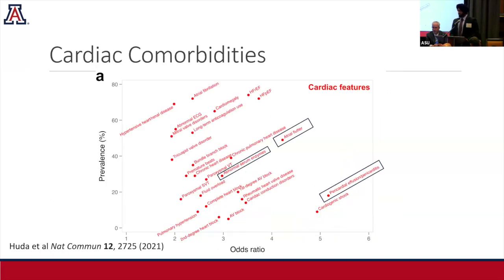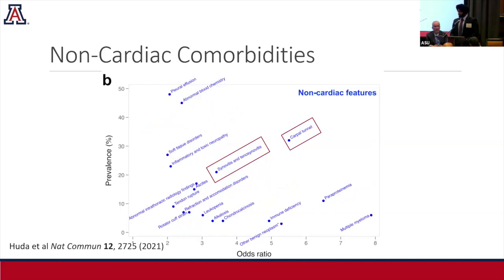What they found, and this is something that Dr. Dave and our group have been looking at as well, is to really quantify what predictive comorbidities are out there. For cardiac comorbidities, they found atrial flutter, pericardial effusion, pericarditis, conduction defects, and abnormal serum enzymes are some of the strongest predictors of cardiac amyloidosis. For non-cardiac comorbidities, they found carpal tunnel syndrome, synovitis, and tenosynovitis as some of the strongest, and also ascites.